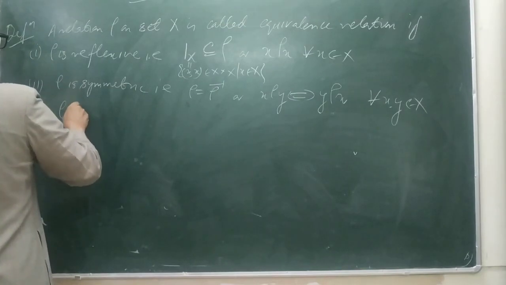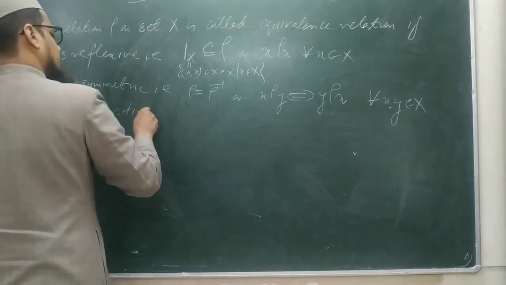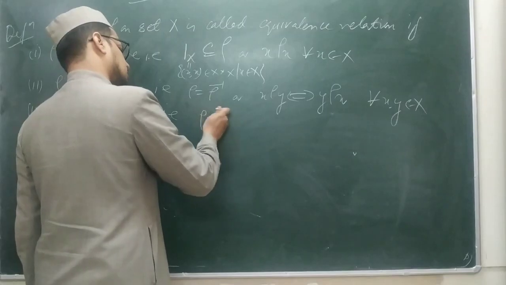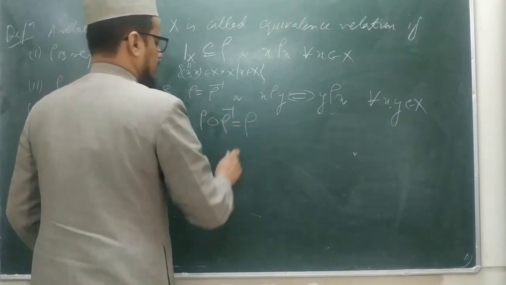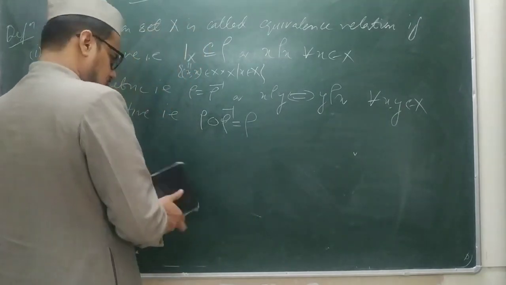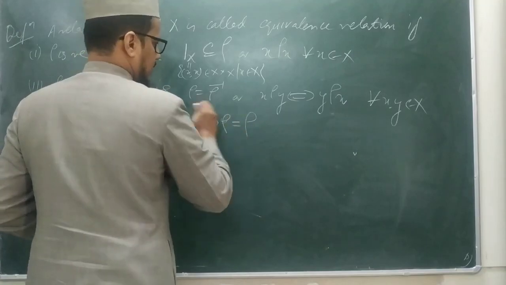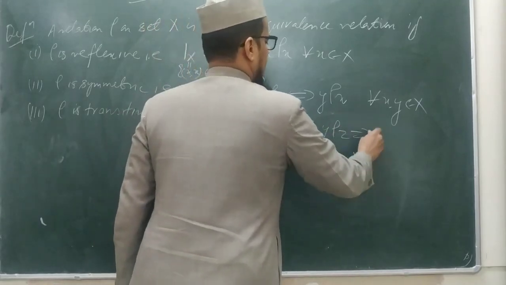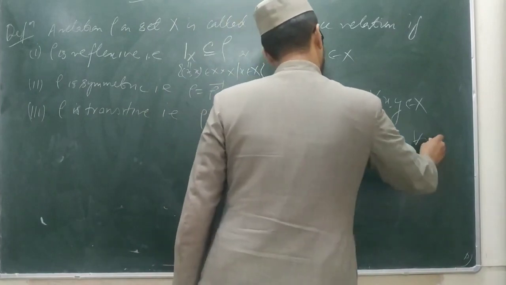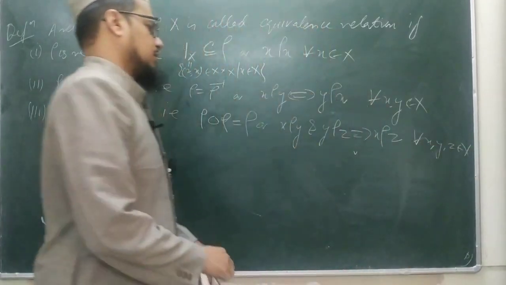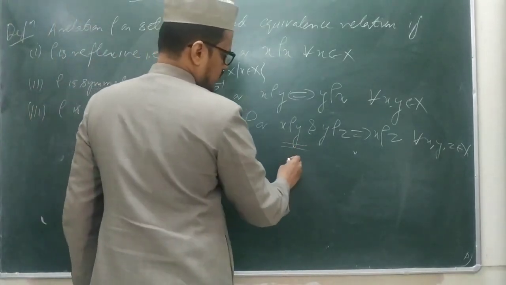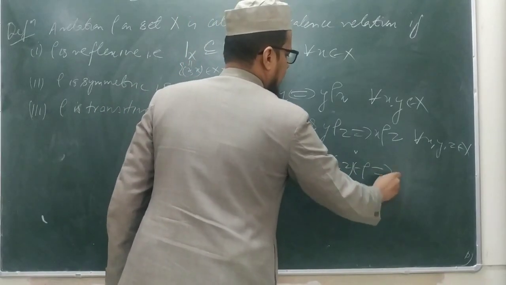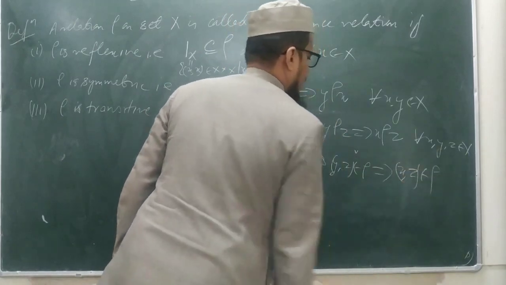Third, rho is transitive. That is, rho composition rho is rho, or you say that x rho y and y rho z implies x rho z for every x, y, z belongs to x. Means what is this? x rho y means when x comma y belongs to rho and y comma z belongs to rho, it implies that x comma z belongs to rho, like this.